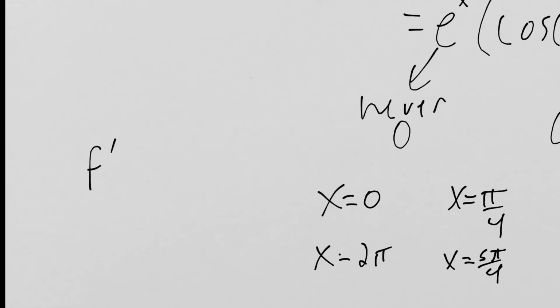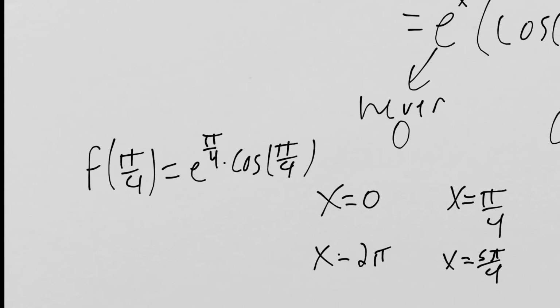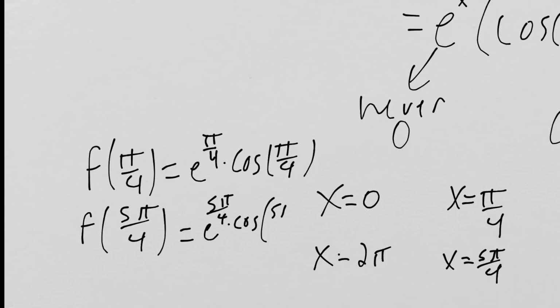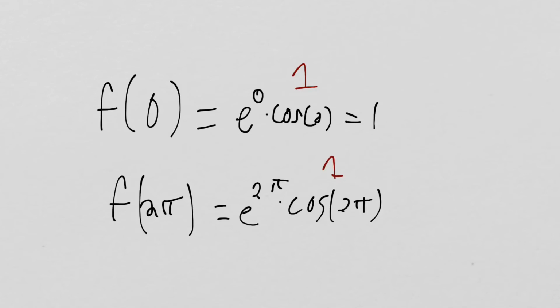So we can start with f of pi over 4 equal to e to the pi over 4 times cosine of pi over 4. And then we have f of 5 pi over 4, which is e to the 5 pi over 4 times cosine of 5 pi over 4. Okay, and then we also have f of 0, which is e to the 0 times cosine 0, and then we have e to the 2 pi times cosine 2 pi, and cosine 2 pi, just like cosine of 0, is 1, so that's just going to give us positive e to the 2 pi.